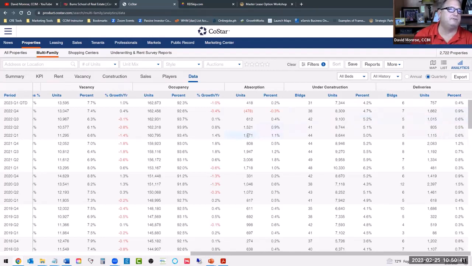Out of those 1,115, 1,871 absorbed. Those are big absorption numbers. Love it. Love absorption numbers like that. I like to see, in order to maintain a stabilized market, you need to be at 80% or more of deliveries. So obviously this is well above 100%. So that's good. Same thing happened in the third quarter.